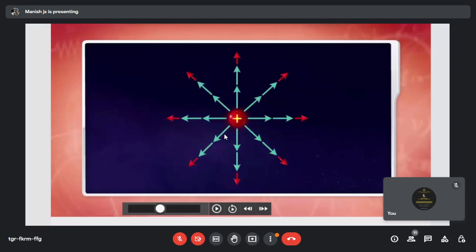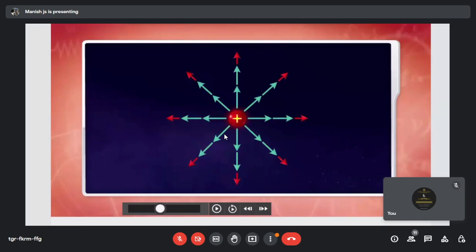As you're going away, the electric field intensity is going to decrease, because you are going away from the region of electric field. So they have used the arrow mark notation. The arrow marks close to the positive charges are bigger in size than the arrow marks which are away from them. So they are shorter.